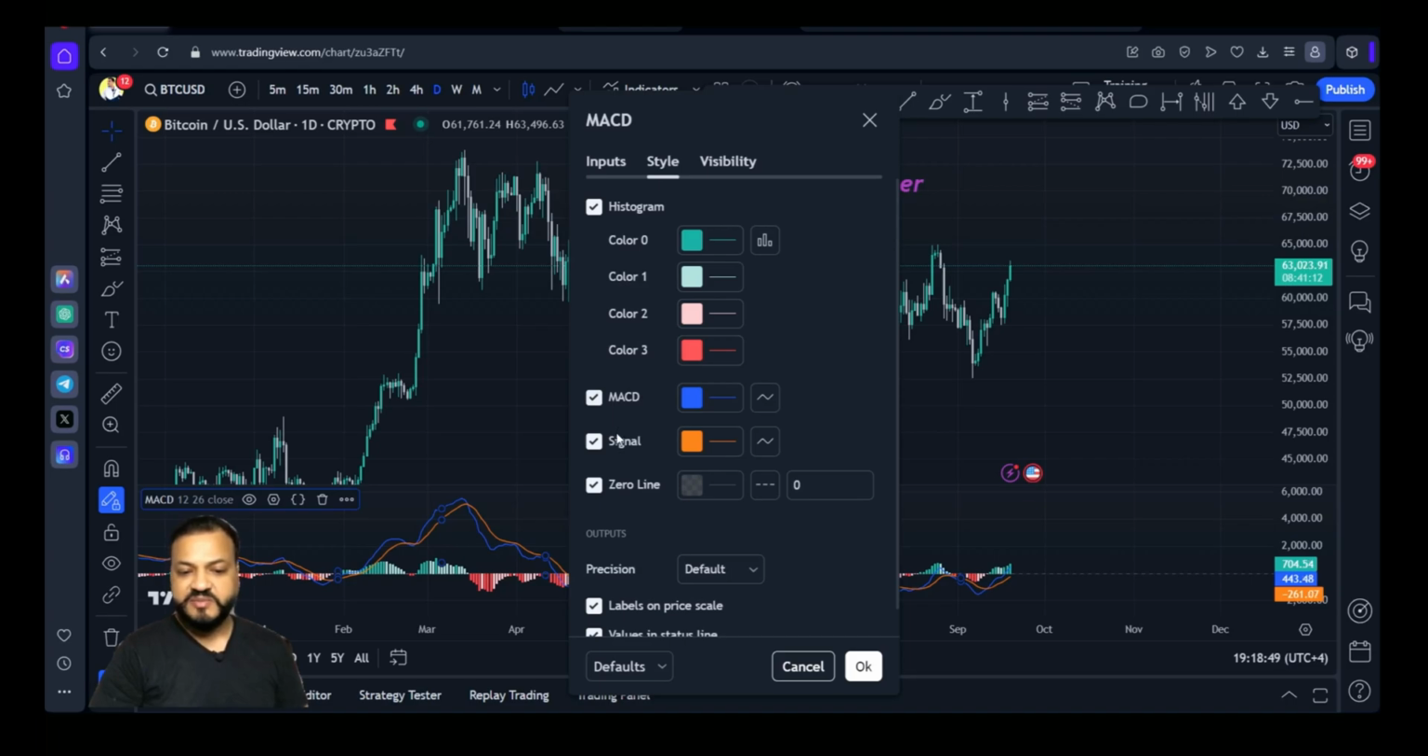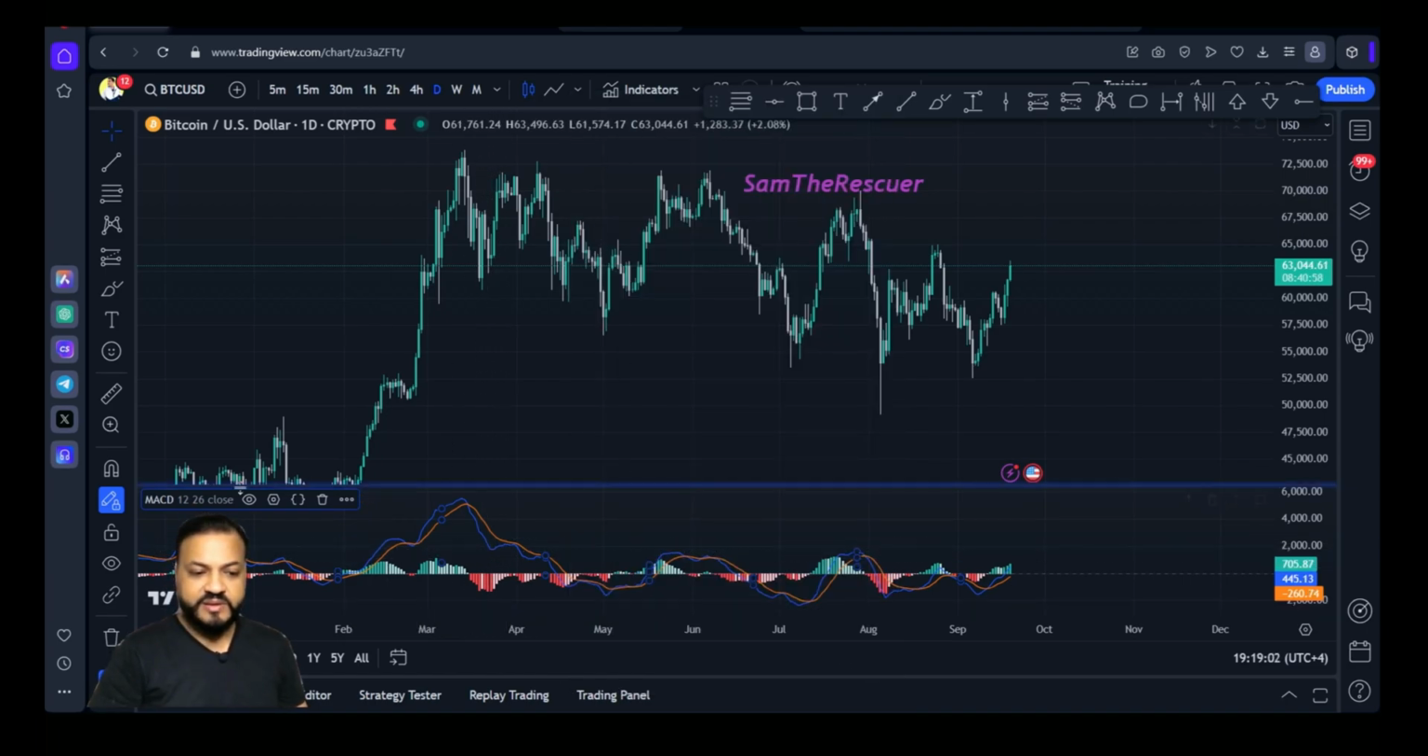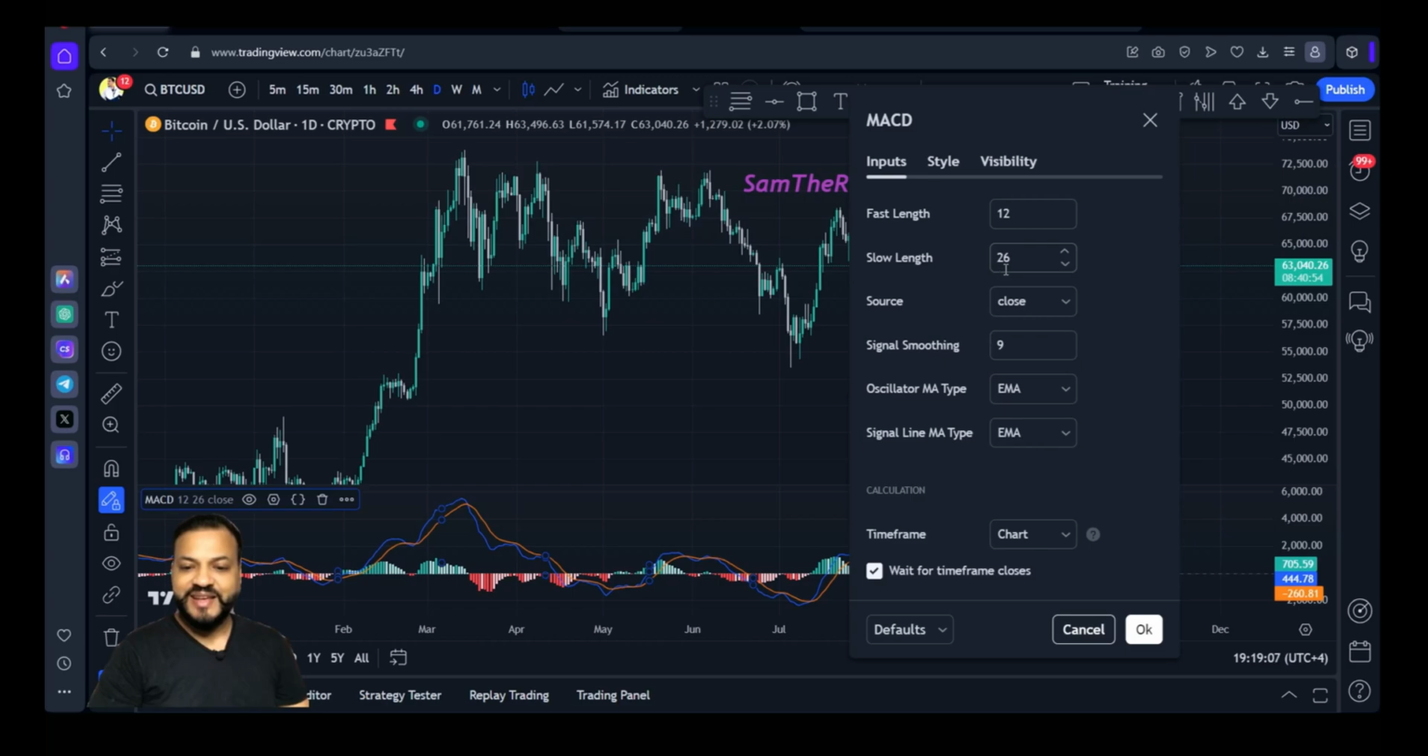This is histogram, this is MACD, signal, zero line. If you want, you can change the colors depending upon your preferences. That's all. That's easy go. So this blue line, let me show it to you. This is input, the fast line, and 26. This blue line is MACD. So this one is calculated. This is the difference of 26 and 12 exponential moving average. The difference of it is the blue line.